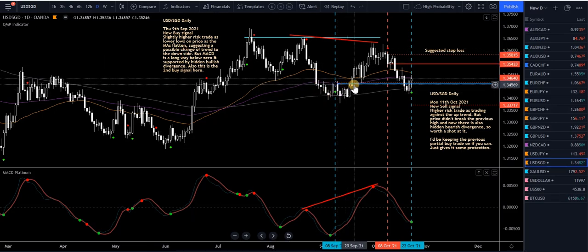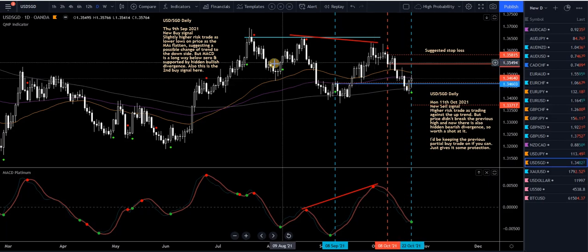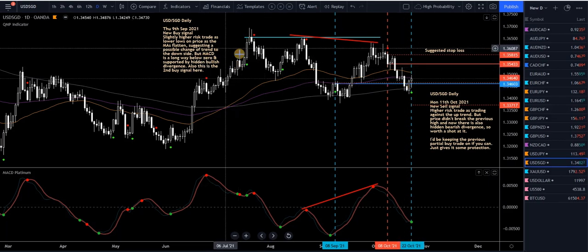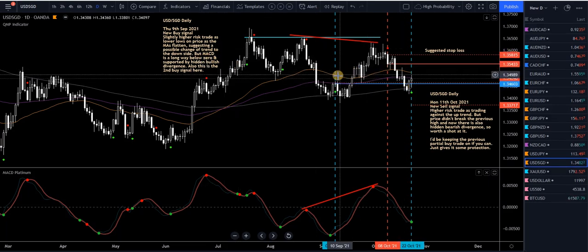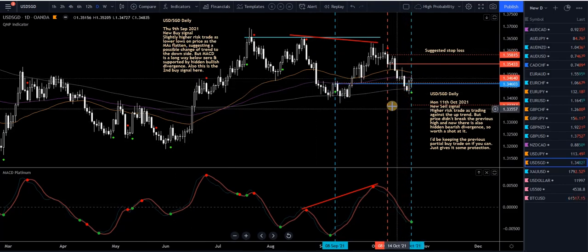Original buy was in here, and I kept that buy on with a sell. Now that buy is definitely stopped out, so that will be removed from the chart once I finish the video. So that buy on the left, this one here, was stopped out, and we've got a new buy signal on Monday.